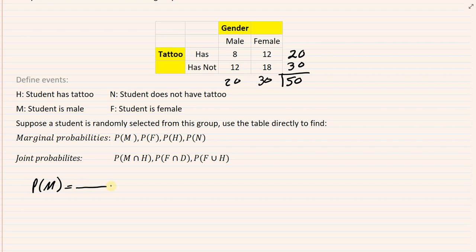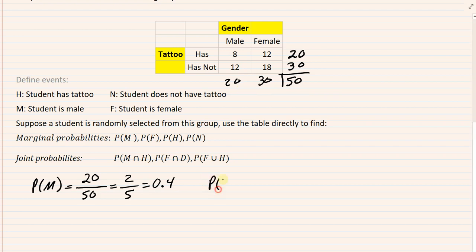So that column total, male, it's going to be 20, right? There are 20 males out of 50 possible. So 2/5. The probability is 2/5. Again, you can convert it to decimal or percent. It doesn't matter as long as we get the number. So there's a 40% probability the selected student is going to be male.